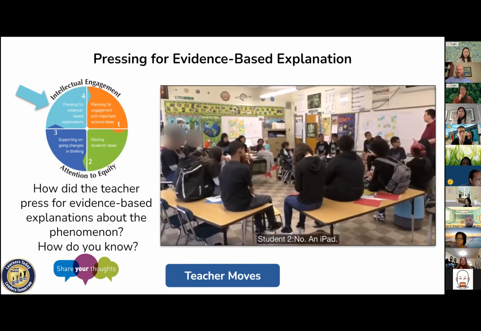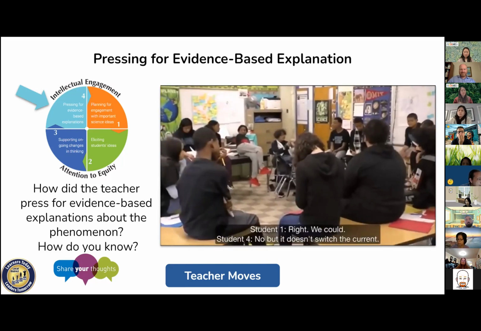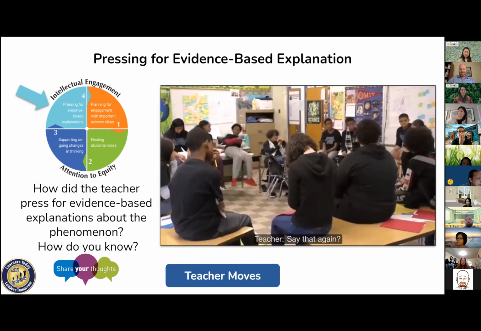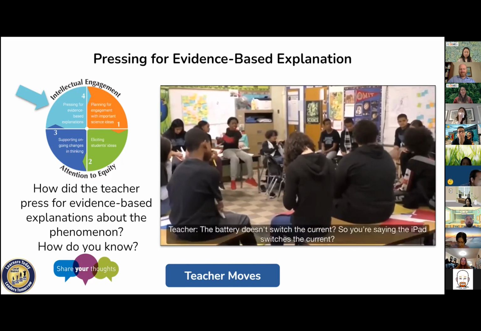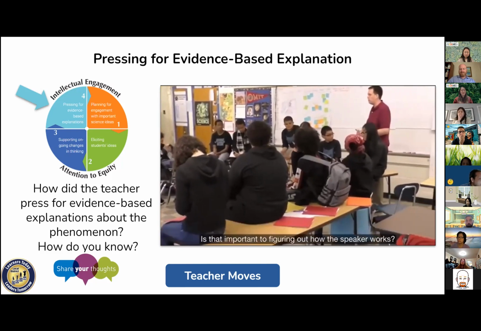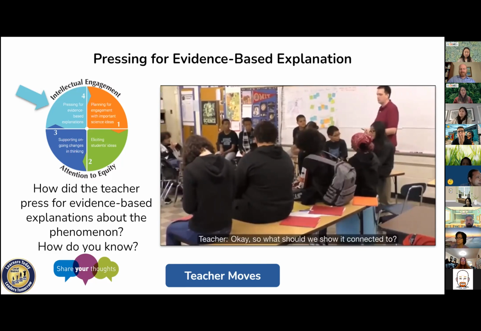No. iPad. An iPad? The iPad. Right. No, but it doesn't switch the current. Say that again? The battery doesn't switch the current. So you're saying the iPad switches the current. Is that important to figuring out how the speaker works? Okay, so what should we show it connected to?